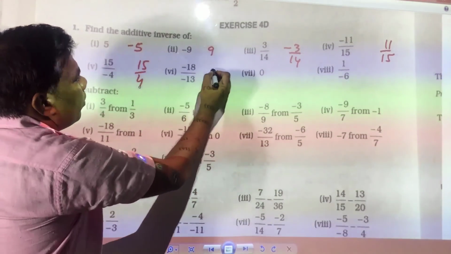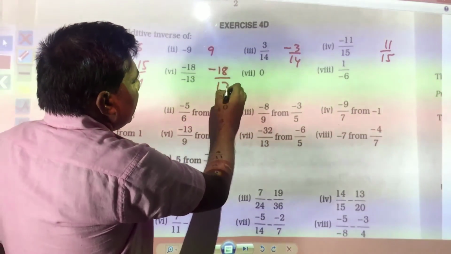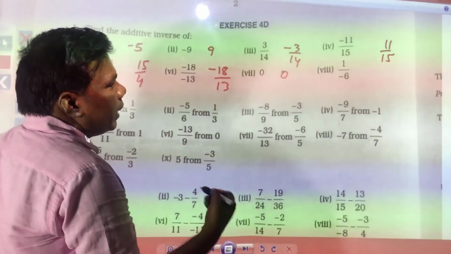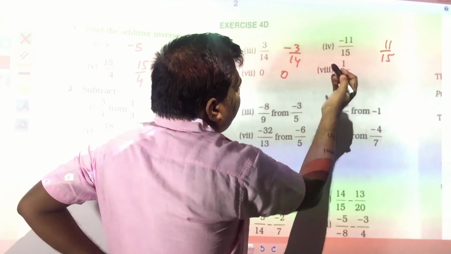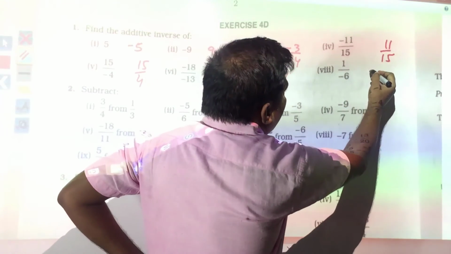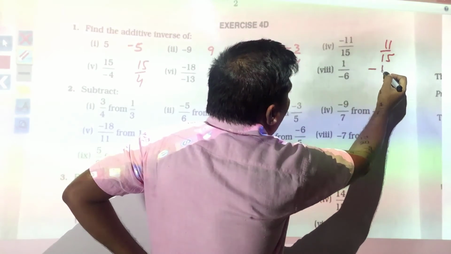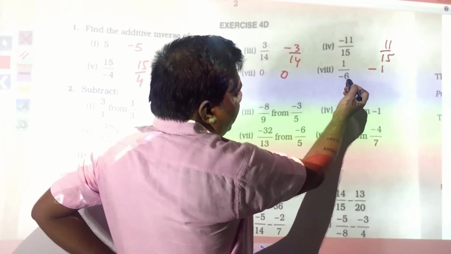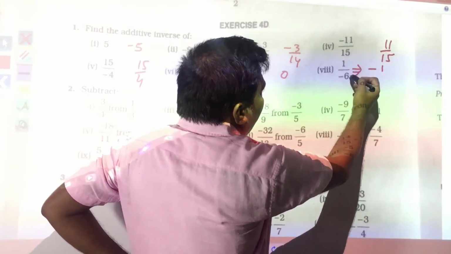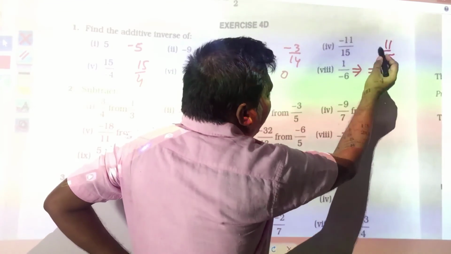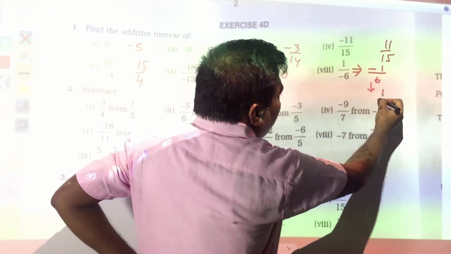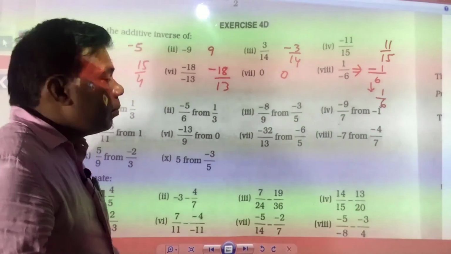This will be minus 18 by 13. Additive inverse of 0 is 0. Additive inverse of 1 by minus 6: this will be in standard form, so it can be written as minus 1 by 6, and the additive inverse of minus 1 by 6 will be 1 by 6.